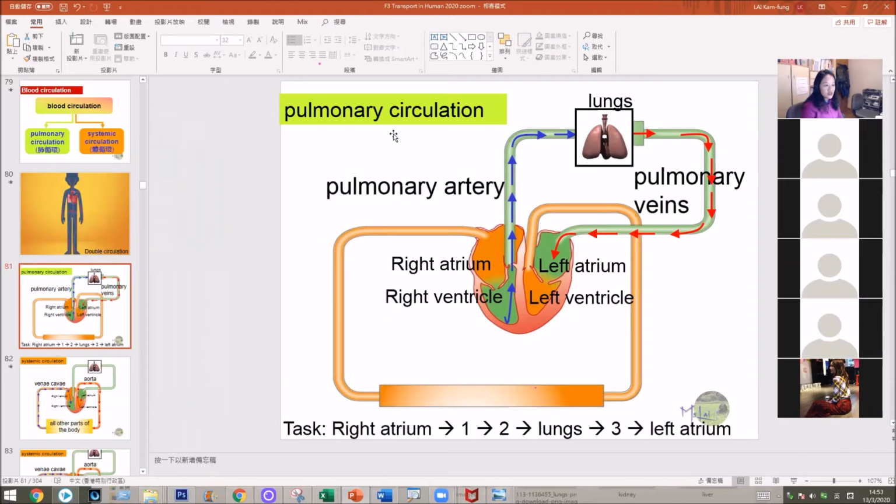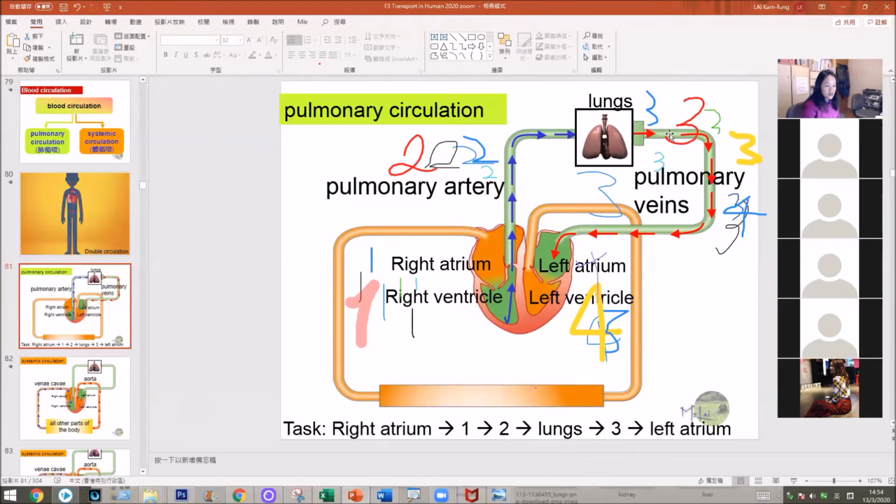So this circulation is the pulmonary circulation. If I have a red blood cell starting from the right atrium, there is a flow chart. It will flow to the lungs and then flow to the left atrium. Can you write the number next to the structure? Number 1, after right atrium, which structure is number 1? 1 is right ventricle, and then number 2, pulmonary artery, and then lungs. Number 3 is pulmonary vein, and then move back to the left atrium. Okay, very good. So this one is pulmonary circulation.